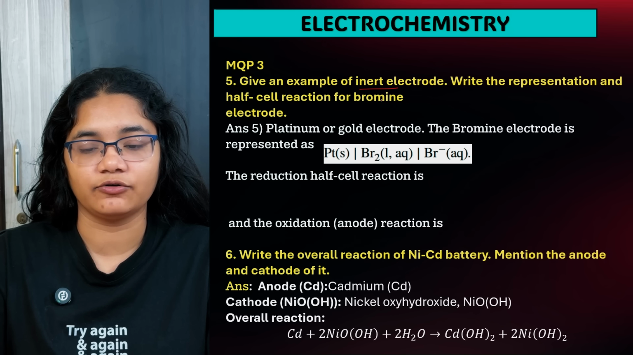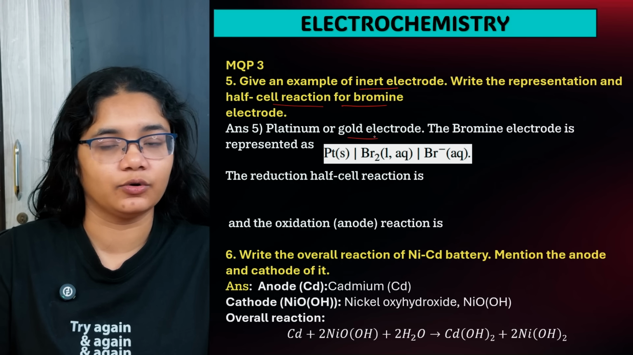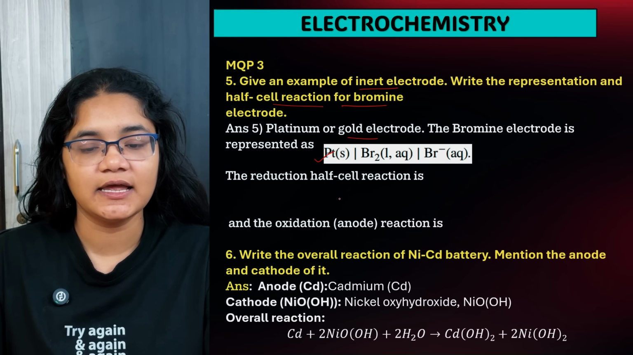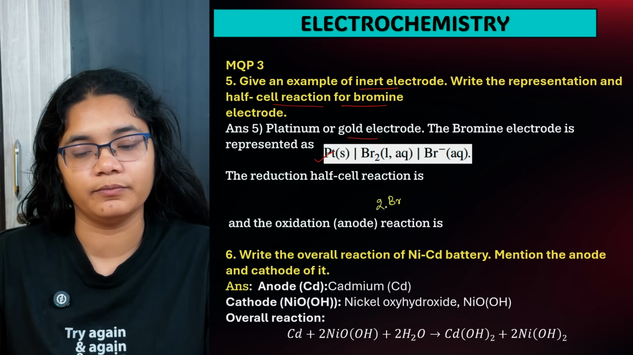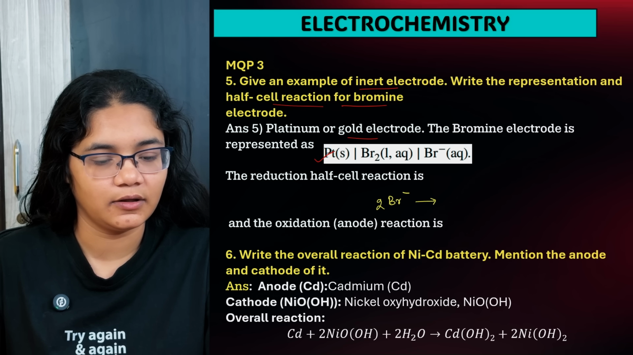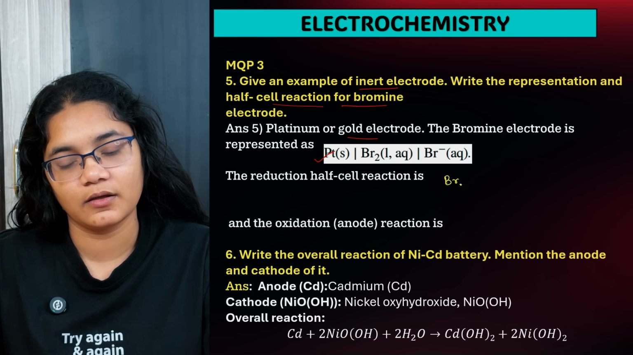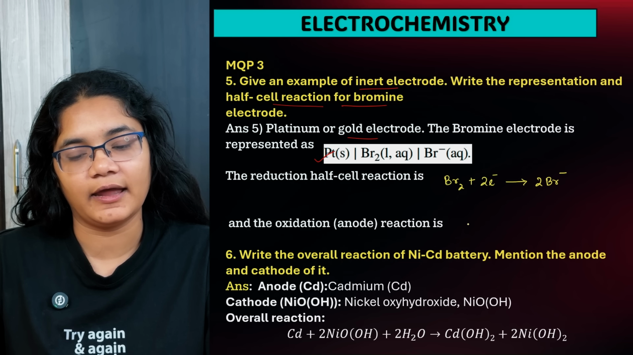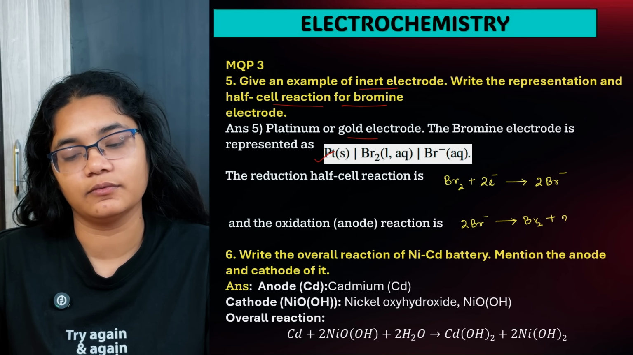Give an example of an inert electrode and write the representation of half cell reaction for bromine. So first of all, platinum or gold electrodes are inert electrodes. A representation of bromine is Pt with Br2 and Br minus. We have to write the reduction reaction. So it will be like this: Br2 plus 2 electrons gives 2 Br minus. And oxidation is like this: 2 Br minus loses 2 electrons to give Br2.